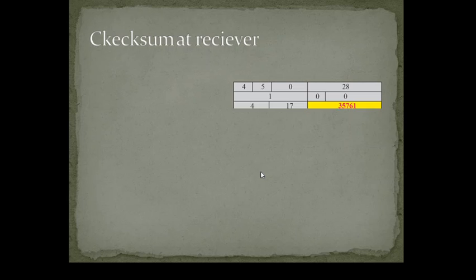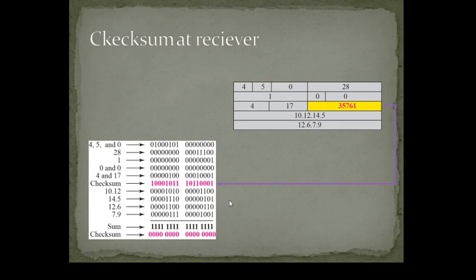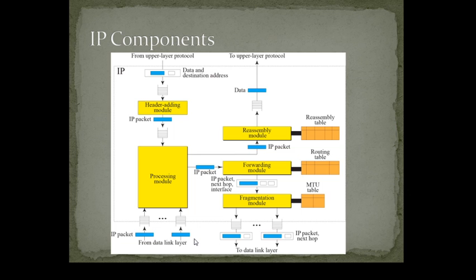What happened on the receiver side? It received the packet, and then performed the addition of all these things. It got something and complemented it, and got minus 0 actually, and then complemented again and got 0. Then it confirmed that yes, I have received the correct packet.